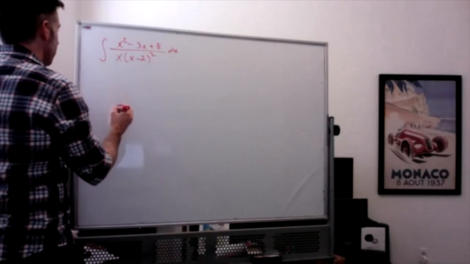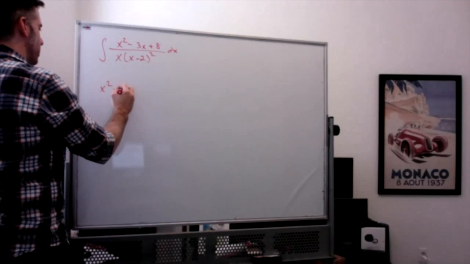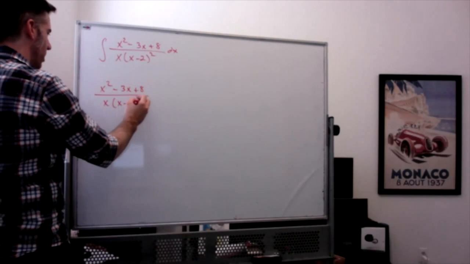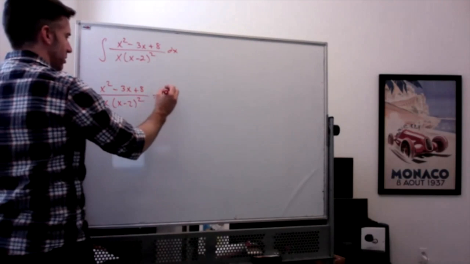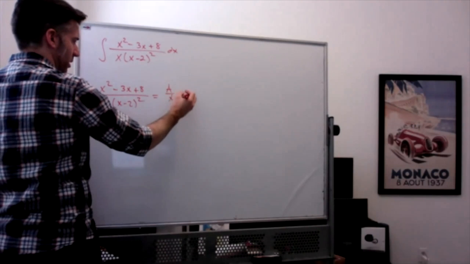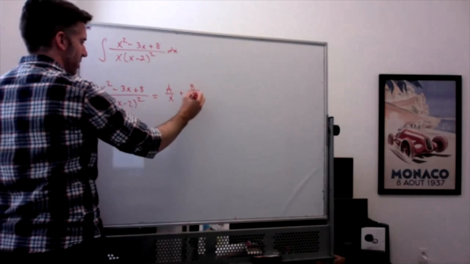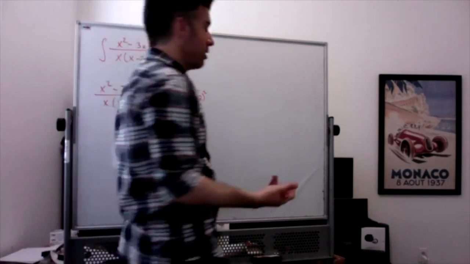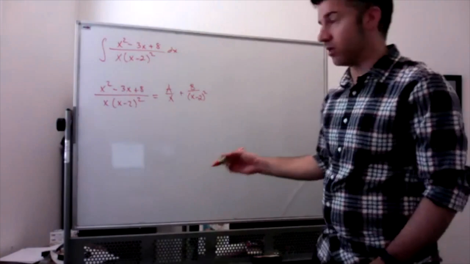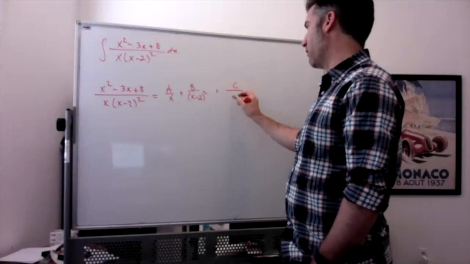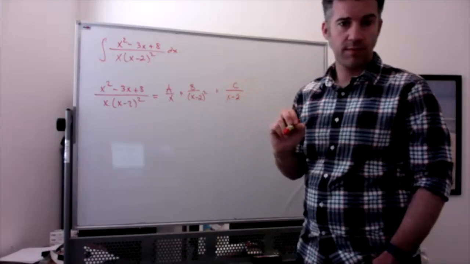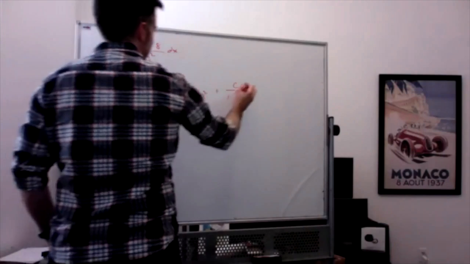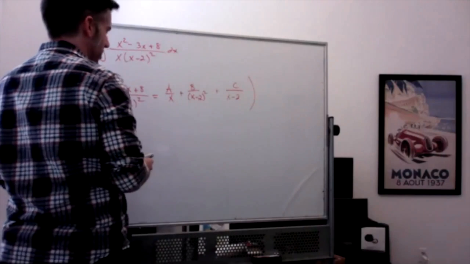So we're going to have x squared minus 3x plus 8 divided by x times x minus 2 squared equal to a over x, you're going to have b over x minus 2, but then since it's a linear factor to a power higher than 1, we have to have all the lower powers as well. So we also need a c over x minus 2 squared. Excuse me. And then we're going to multiply both sides of the equation by our common denominator.